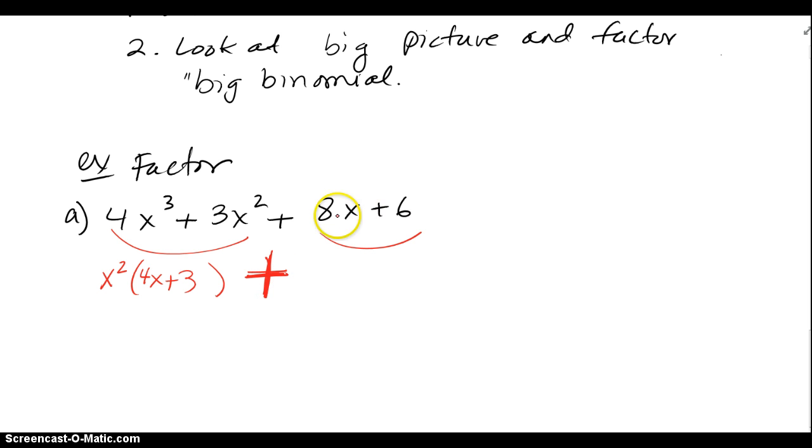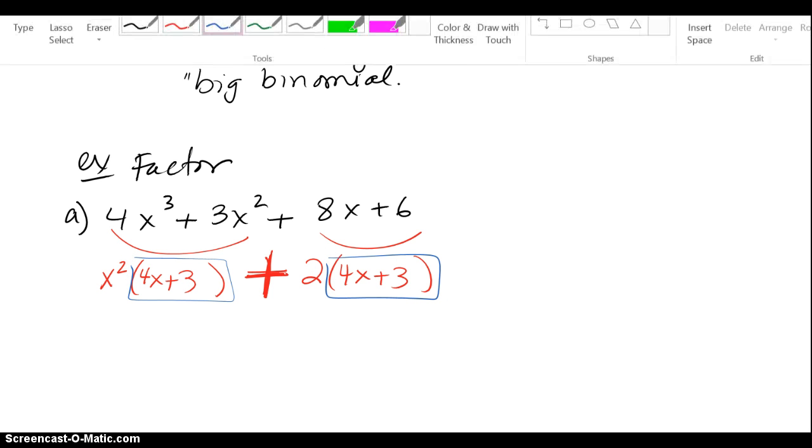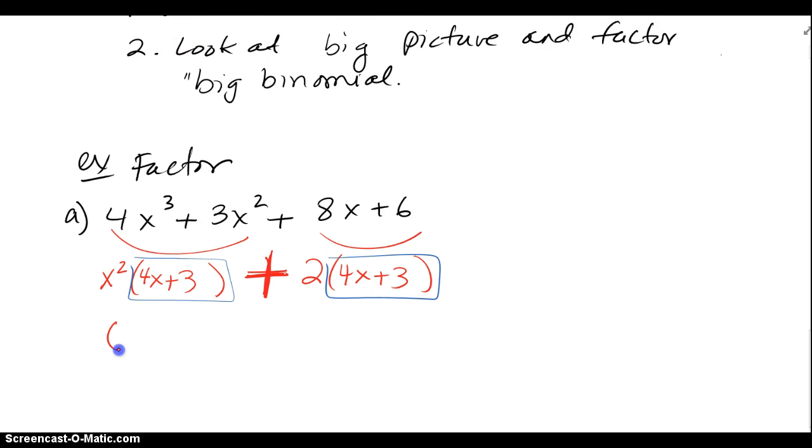Look at the next 2 terms. The only thing they have in common is a 2, it looks like. When I pull out the 2, I'm left with 4x plus 6 divided by 2, which is 3. Now here's what I mean about looking at the big binomial they have in common. These two giant binomials are what the expression has in common, so we're going to pull that out and put it outside. And then we're left with these two guys for my next binomial, x squared plus 2.